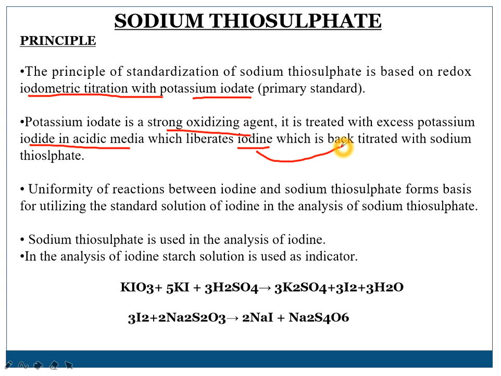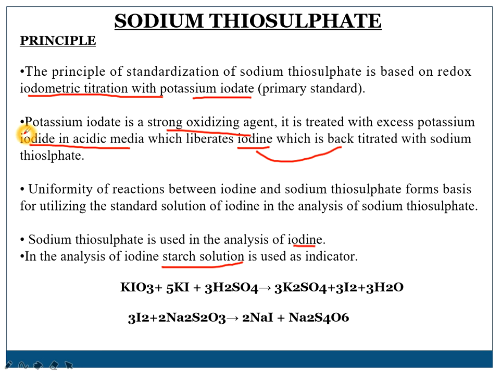The uniformity of the reaction between iodine and sodium thiosulfate is based upon utilizing the standard solution of iodine in the analysis of sodium thiosulfate. And in the standardization of sodium thiosulfate, since we are utilizing iodine in the solution, the indicator used will be the starch solution. For every titration containing iodine, the indicator will be the starch solution. And the reaction is as follows.